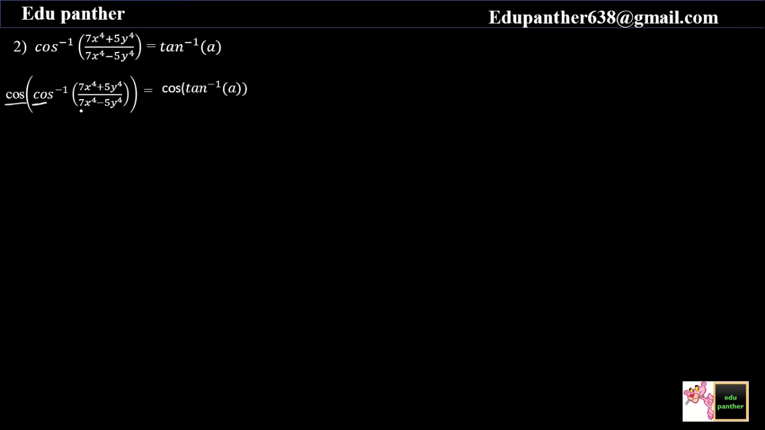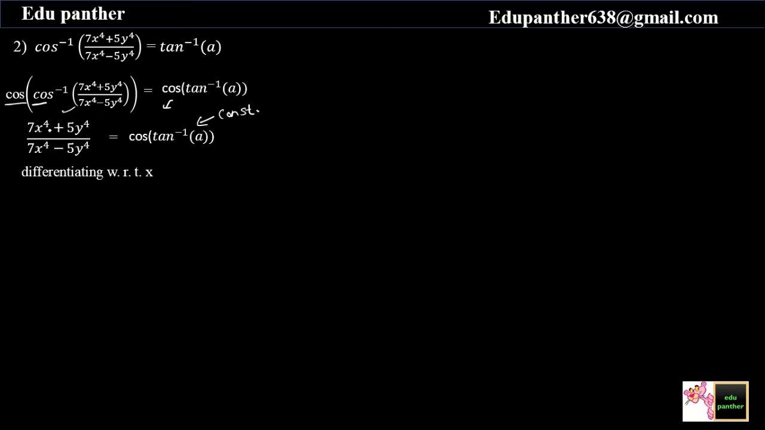So we'll be left with this bracket, 7x raised to 4 plus 5y raised to 4 upon same term with negative sign. So our left hand side is this without any inverse function is equals to. Now on right hand side we cannot do anything, so we'll keep that as it is. So this will be cos of tan inverse of a. But again, as you can notice here, on right hand side there is no term of x, that means still it's a constant term. So there is no difficulty in taking derivative of this constant term, because we know that derivative of constant term is 0. So now we'll differentiate both sides with respect to x.